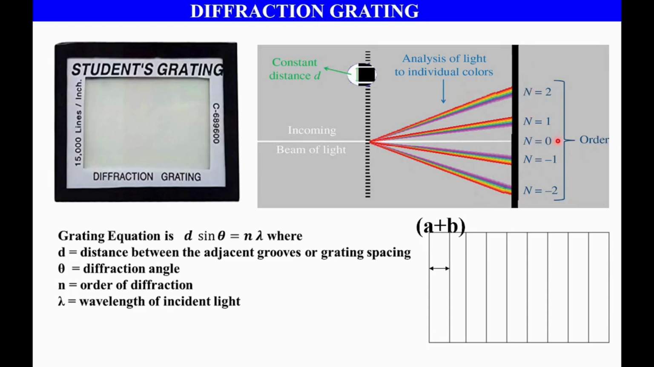n equal to 0 is called the principal maximum, and n equal to 1 is the first order, then second order, third order and so on. These orders can be seen on both sides of the diffraction pattern. Already we derived the grating equation: d sin theta is equal to n lambda, where d is the distance between the adjacent grooves or grating spacing, theta is the diffraction angle, n is the order of diffraction, and lambda is the wavelength of the incident light.